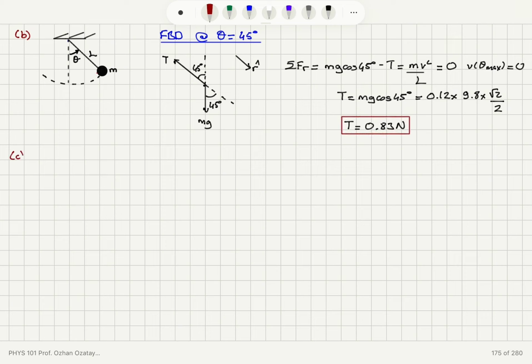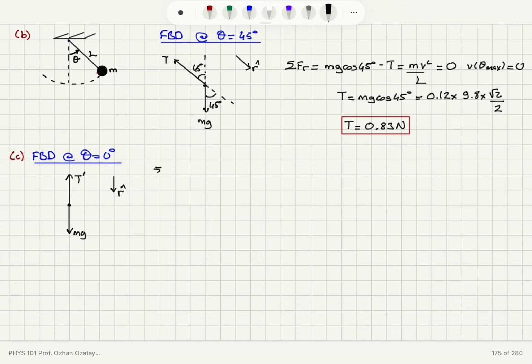Part C asks me the tension when I reach the vertical position. So if I draw the free body diagram at theta equal to 0 degrees, I will see that there is the new value of the tension pointing up and there's the weight pointing down. So here is mg, here is tension T prime pointing up. Now the radially outward direction is pointing down. So we are at the bottom of this circular arc here. So this is the radially outward direction.